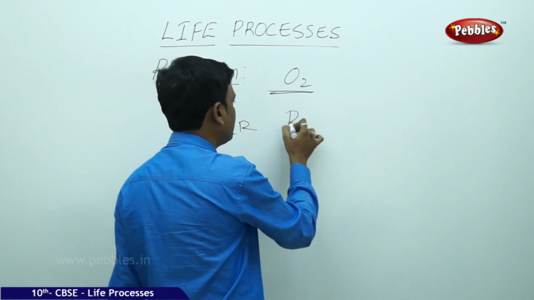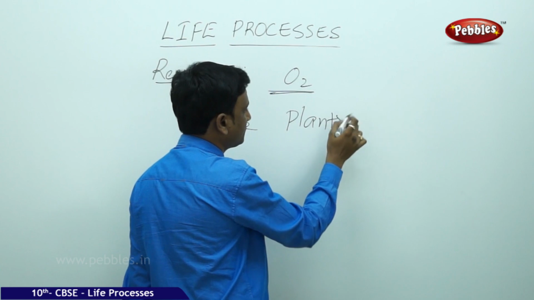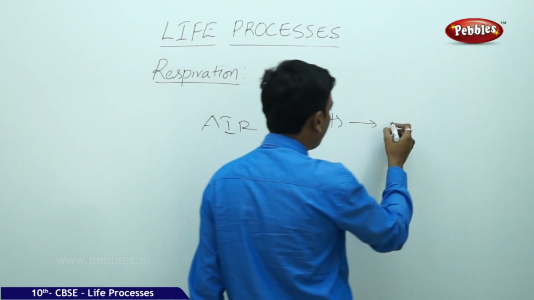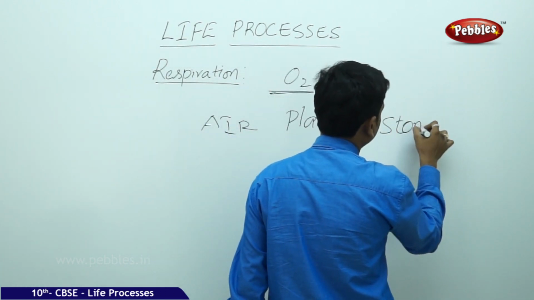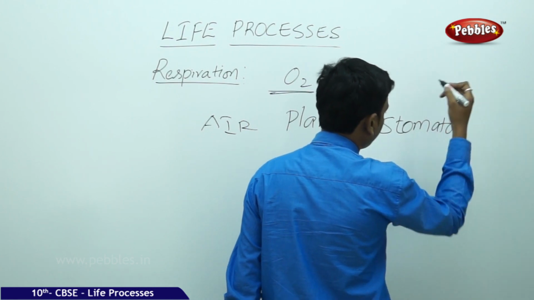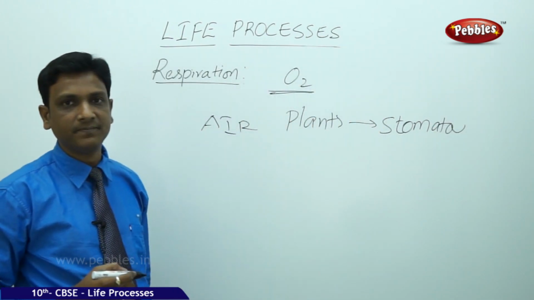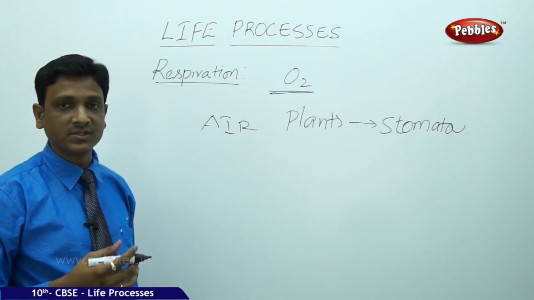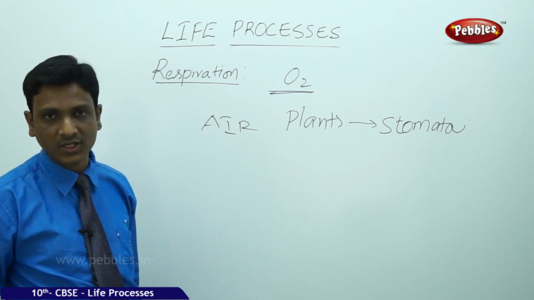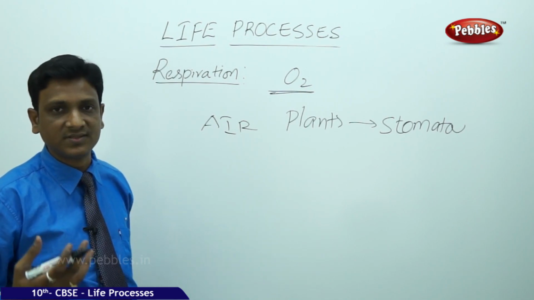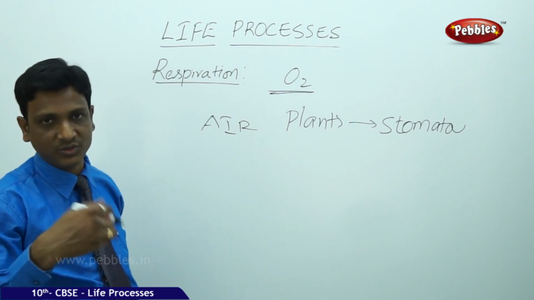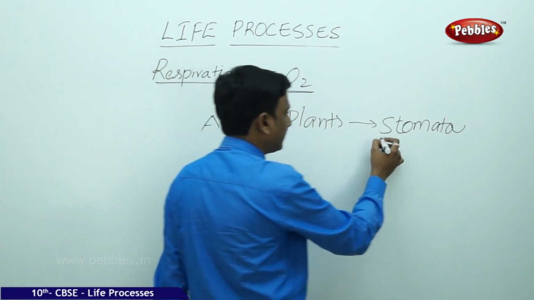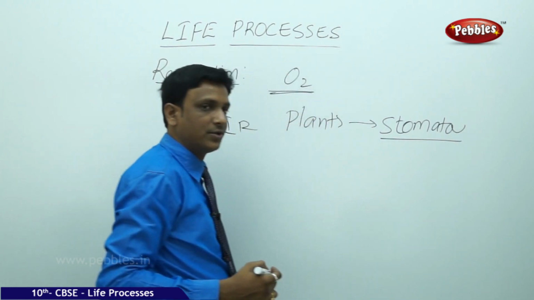If you see plants, they have special pores called stomata through which the oxygen can be taken in. Of course, the plant produces oxygen and releases it, but sometimes when photosynthesis is not being done, the plant may take oxygen from outside. That happens through the stomata. In this way, the oxygen is supplied to the bodies of plants.